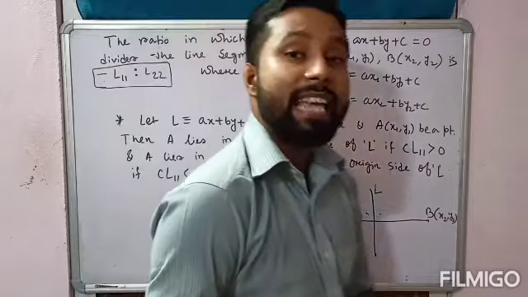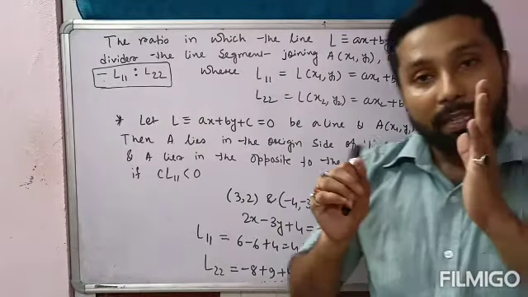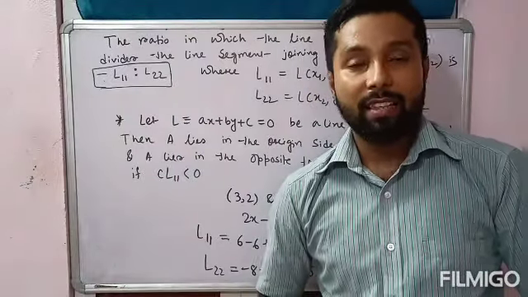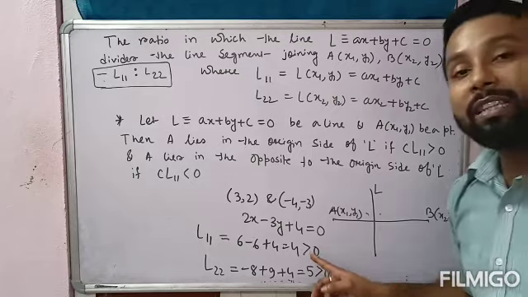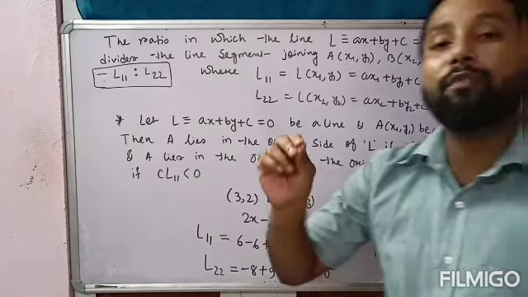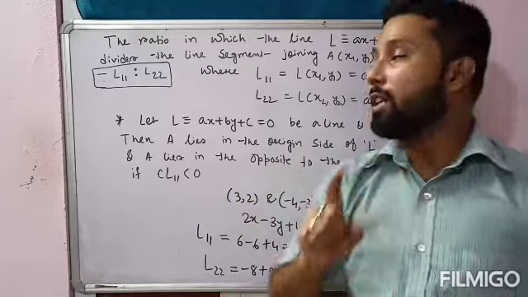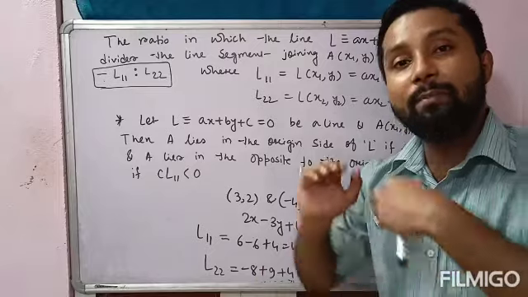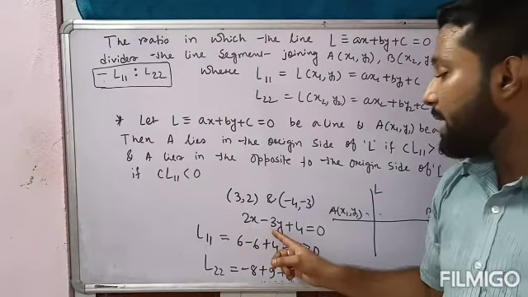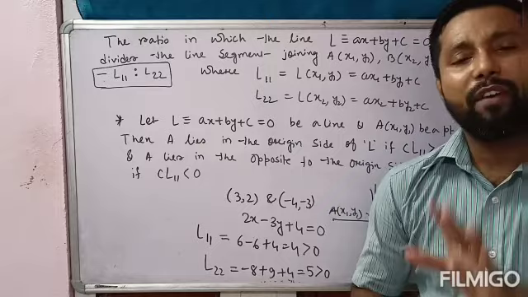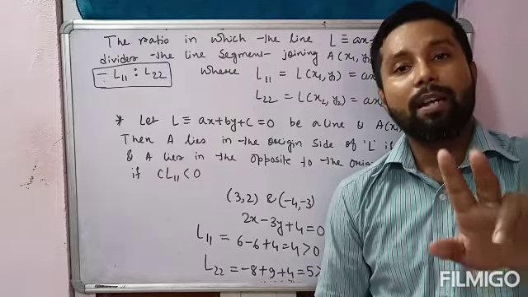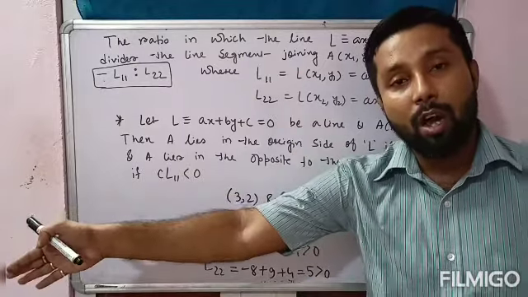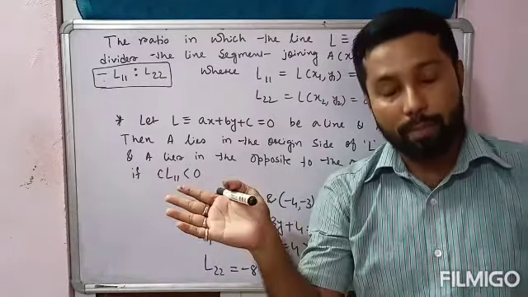So what did I say? Only the same sign will tell us that the 2 points lie on the same side of the line L. Okay, so look at the sign now. Both are positive. So since both the values are positive, clearly we can say that these 2 points lie on the same side of the line 2x minus 3y plus 4 equal to 0. Value may be different, but sign should be the same. Same sign means same side. Opposite sign means opposite direction, so opposite side.